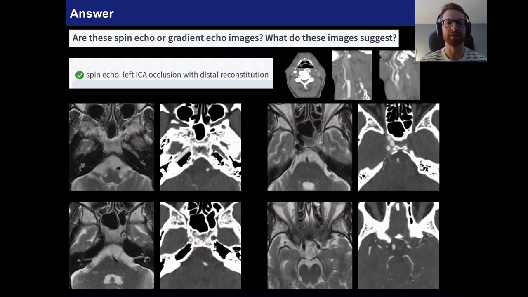Are these spin echo images or gradient echo images? So these are T2 weighted images. The white matter is dark relative to the gray matter. CSF is bright, relatively crisp. So these are T2 spin echo images.